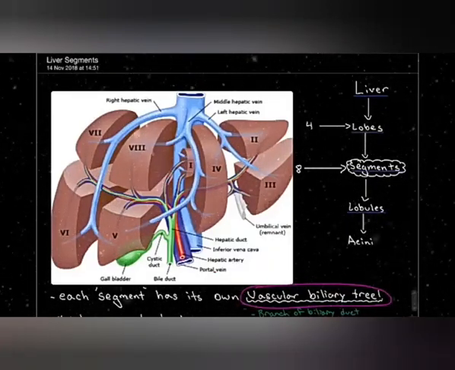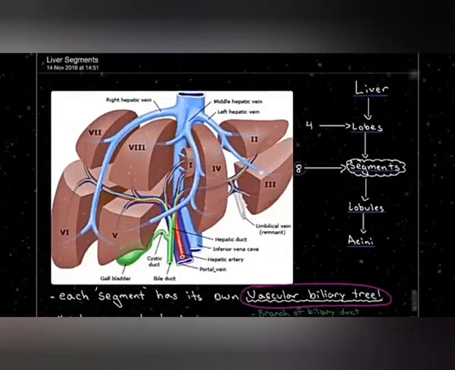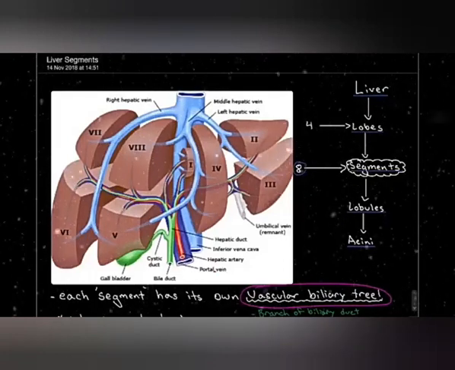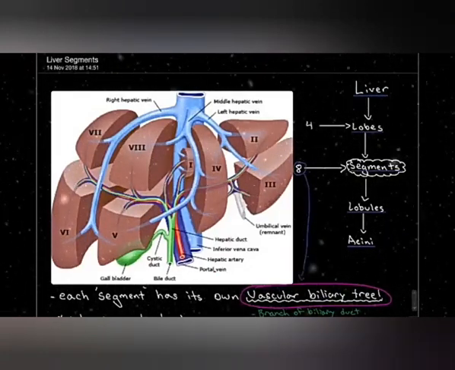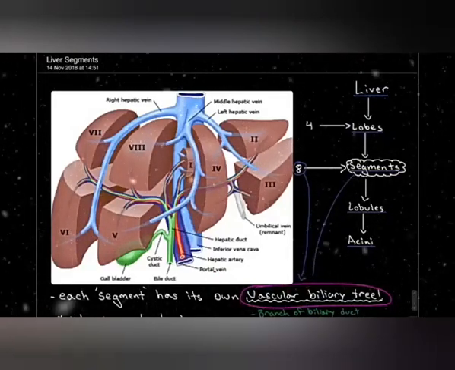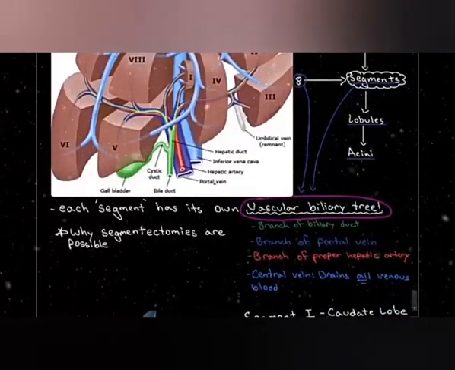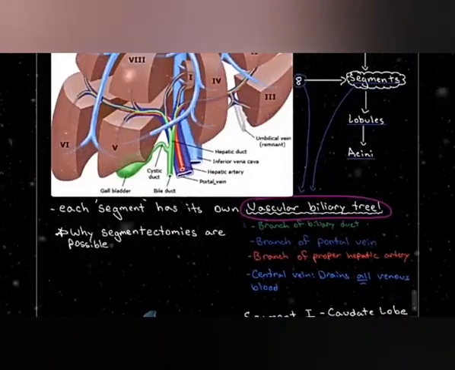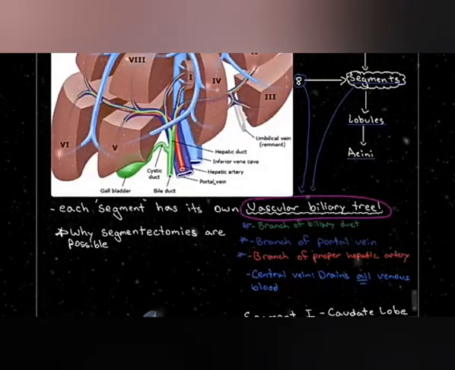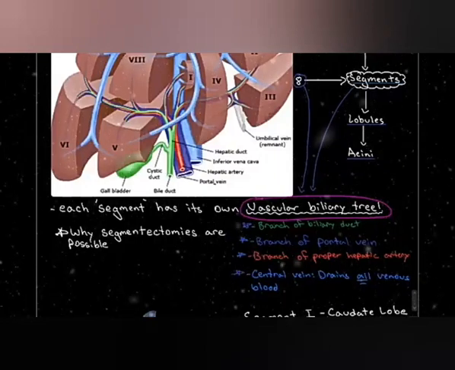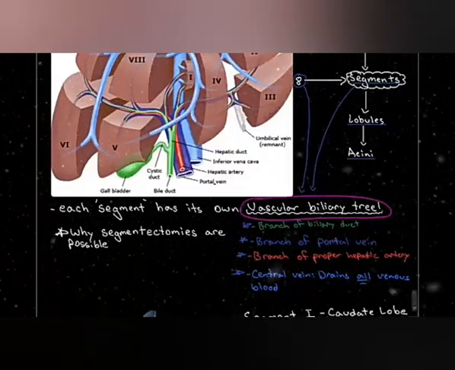For the purpose of this video, we'll be talking about the 8 segments. Each one of these segments has their own vascular biliary tree, which is very important because upon removal of one of these segments, the rest of the liver can remain nourished and still function properly. And each one of these segments contains a branch of the biliary duct, a branch of the portal vein, and a branch of the proper hepatic artery, and these three make the vascular biliary tree.